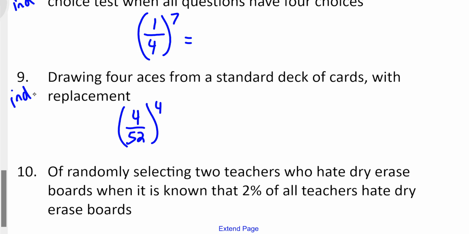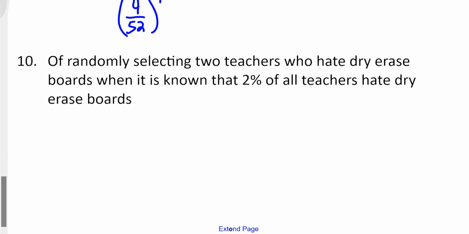Lastly, of randomly selecting 2 teachers who hate dry erase boards when it's known that 2% of all teachers hate dry erase boards. Well, we have a 2% chance, and we want that to happen 2 times in a row. Now, it doesn't say with replacement or without replacement, so that might affect it.